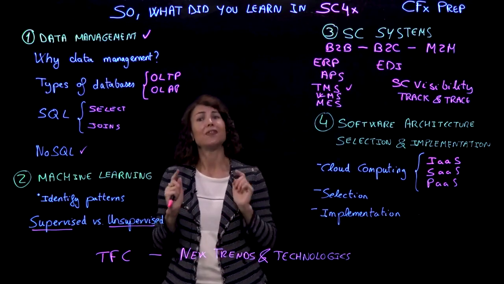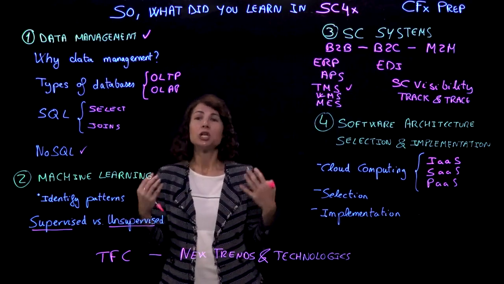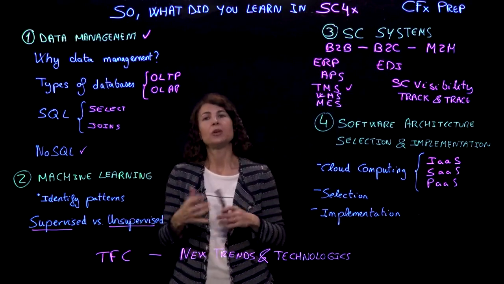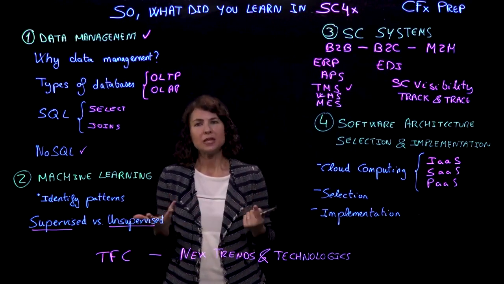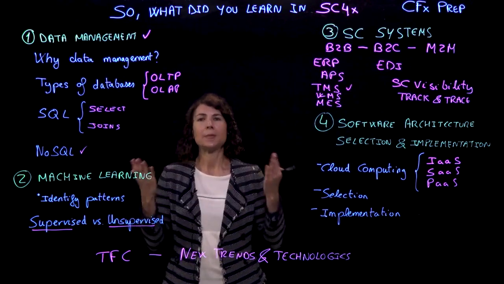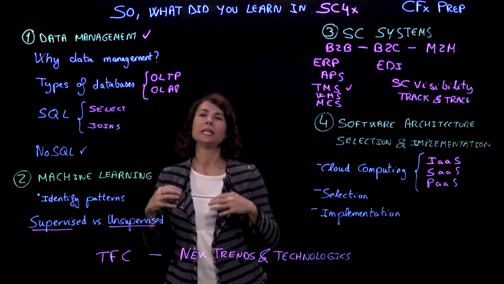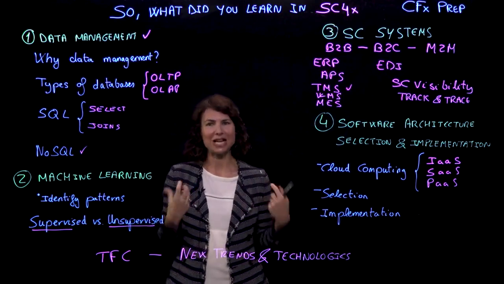And finally, we review different new trends and technologies in supply chain. We review blockchain, we review 3D printers, drones, autonomous vehicles, robotics, augmented reality technologies, and we analyze the impact of these new technologies in the supply chain.